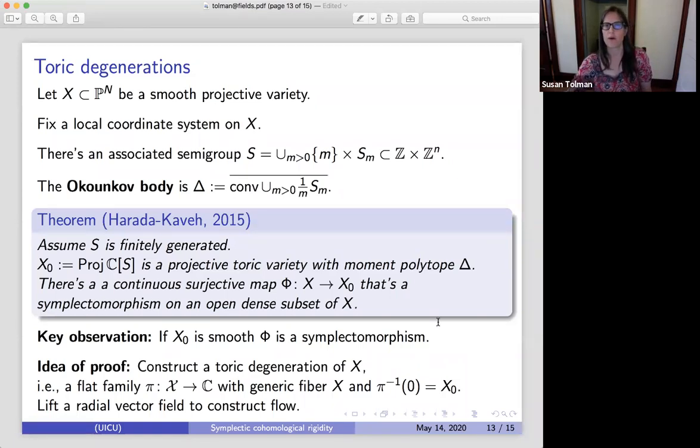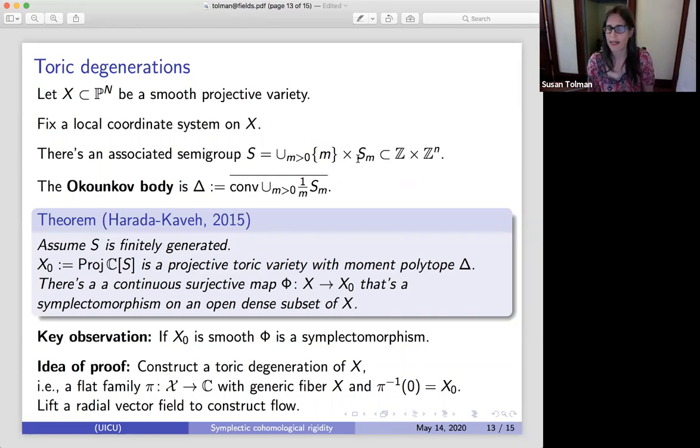Oh, there's a typo. The semigroup S, I want to write S as the union over m greater than 0 of {m} cross S_m sitting inside Z cross Z^n. Oh, no, this is fine, sorry. So it's sitting inside Z^(n+1), but the first Z is actually kind of special, and I want to pull out that Z and talk about the different layers. So it's like a cone, maybe not precisely, but vaguely it's a cone. I just want to talk about each slice, and I want to give that a name, S_m.